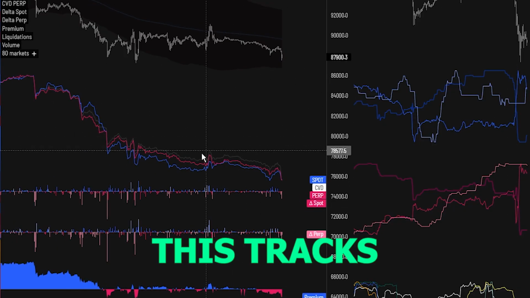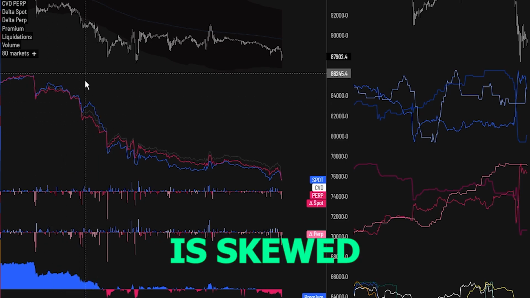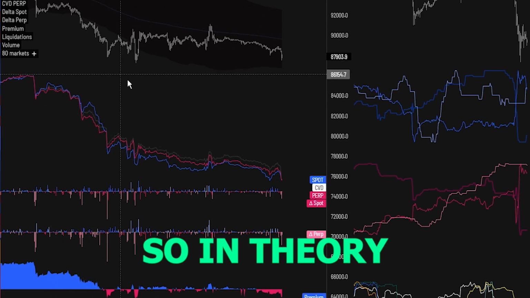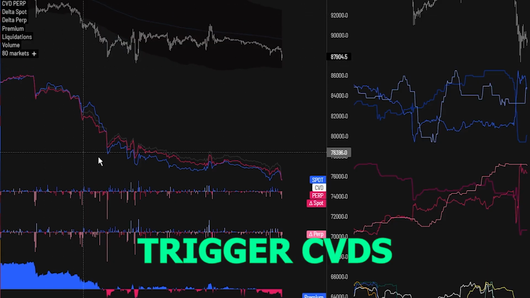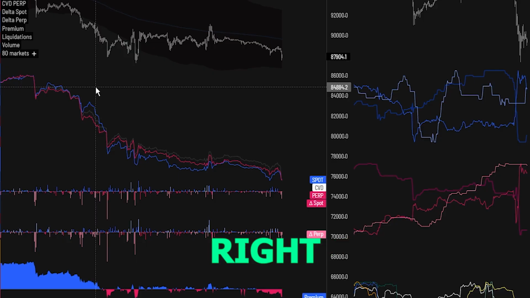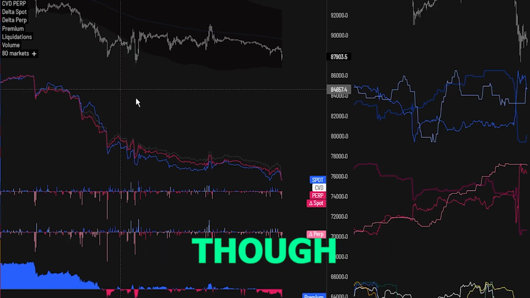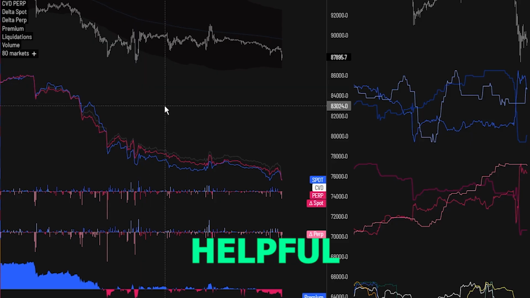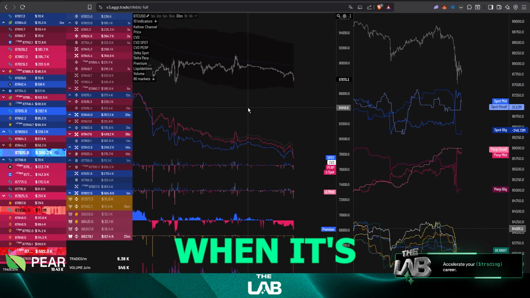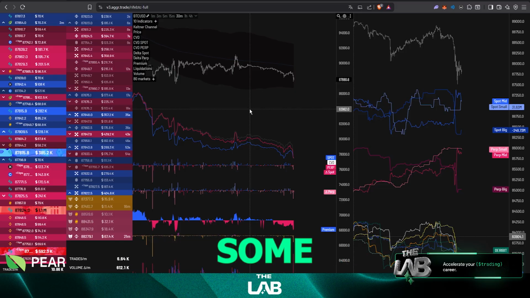So this tracks the tape and how much of the volume is skewed to the sell side and to the buy side, right? So in theory, markets going down should trigger CVDs going down, right? Because we have more sell pressure than buy pressure, leading to lower prices. Sometimes there are some divergences though, and those are pretty helpful to spot. But we will come to the details of when it's net positive to be long or short based off flow. I will give some examples.